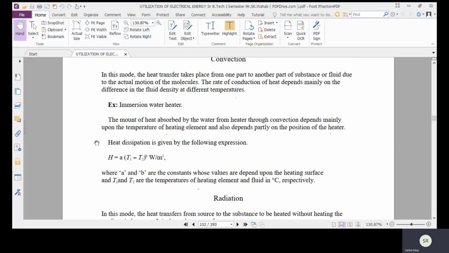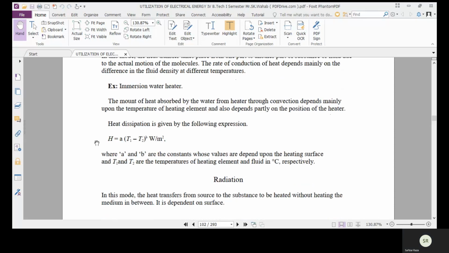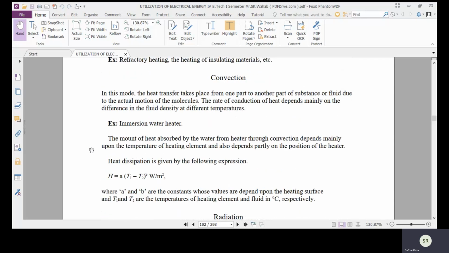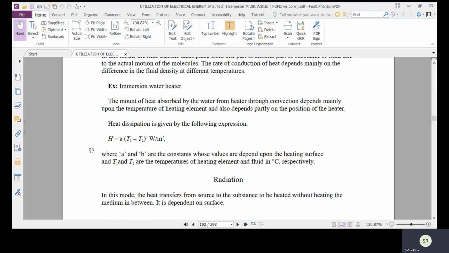The heat dissipation is given by the following expression: H is equal to A, in brackets T1 minus T2, raised to power B, watt per meter square. Now what are A and B? A and B are constants whose values depend upon the heating surface, and T1 and T2 are the temperatures of the heating element and fluid in degrees Celsius respectively. So this is the convection mode of heat transfer.